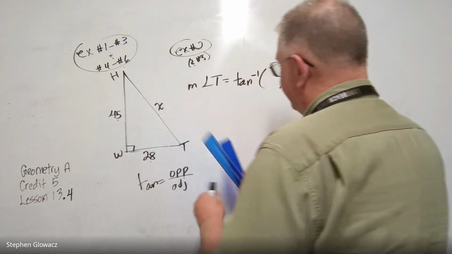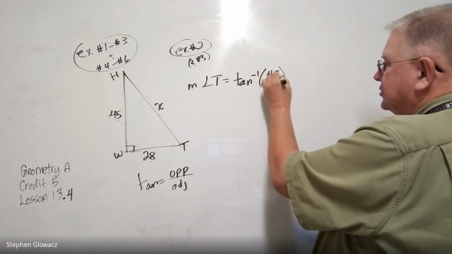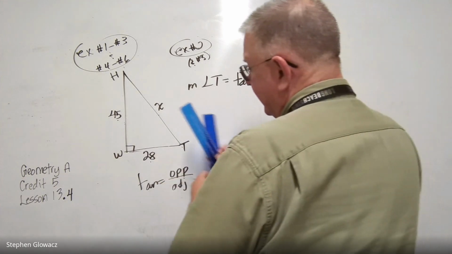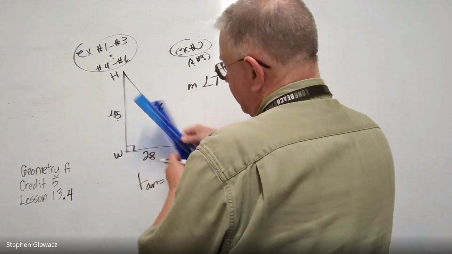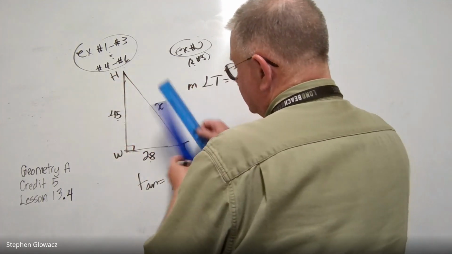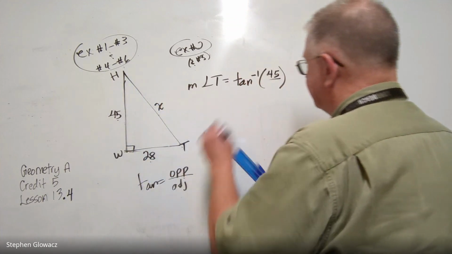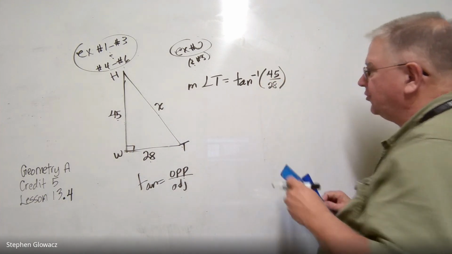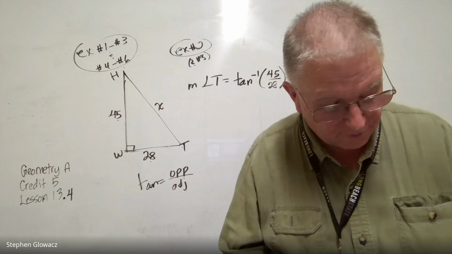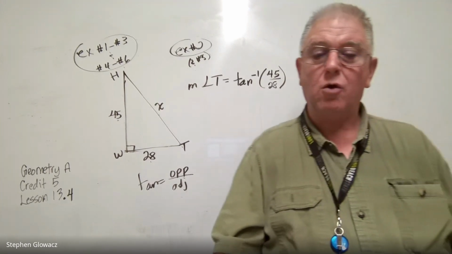That would be the 45. And the adjacent leg is the leg that is part of what forms angle T. Remember, these are the legs here. So the leg that's part of what forms angle T would be the 28. So now we're going to go back to Desmos and find the inverse tangent, and we're going to round to the nearest whole number.